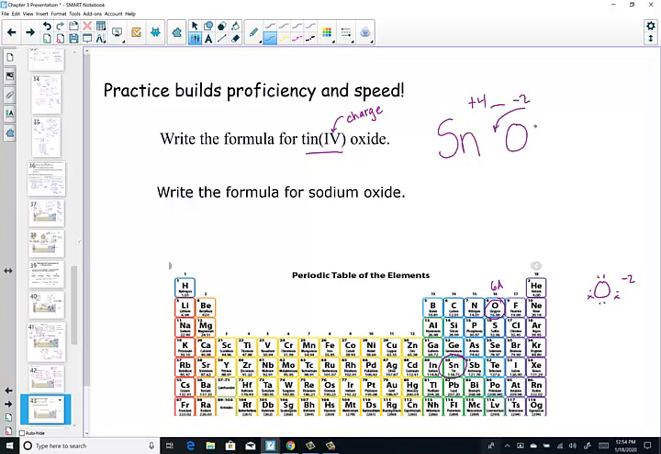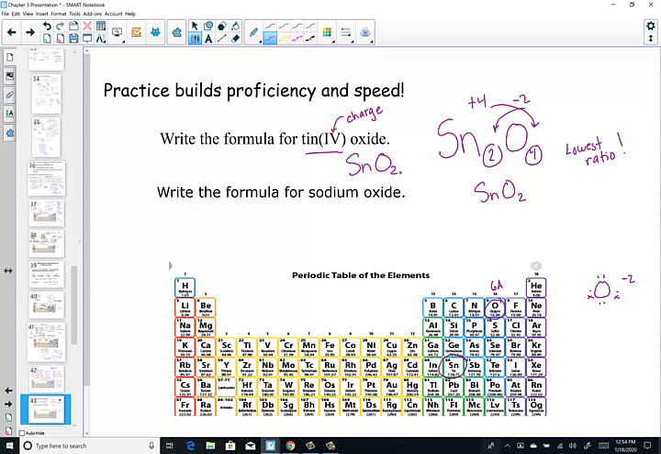When we crisscross, we have to write Sn2O4. But that's not right yet, because, remember, a formula unit must have the lowest ratio possible. That 2:4 ratio needs to be reduced. Cut it in half. A 1:2 ratio gives us the chemical formula for tin 4 oxide, SnO2.